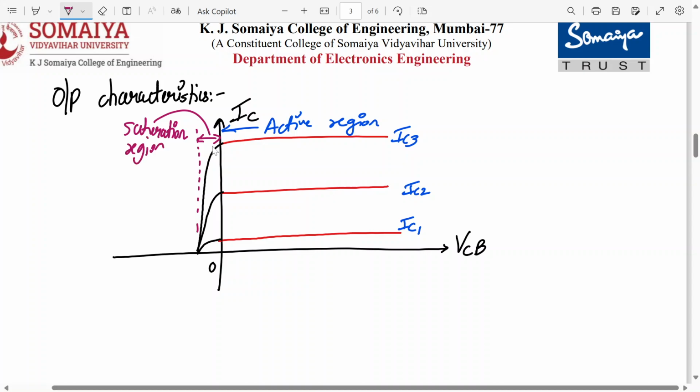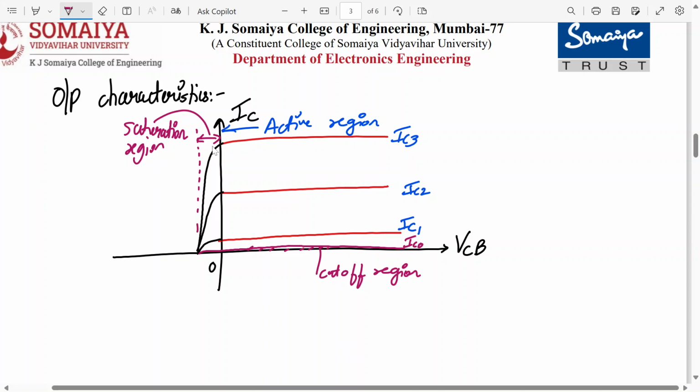And where is my cutoff region? Cutoff region is almost parallel to the x-axis. यहाँ पे. तो ये मेरा cutoff region है. This is IC0. ये cutoff region almost very very small. So this is cutoff region. So this is how I show all the three operating regions of BJT on the output characteristics.